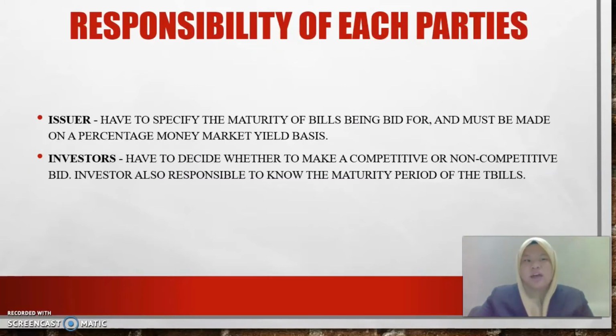So, the issuer has the responsibility to specify the maturity of the bills being bid for, and bids must be made on a percentage money market yield basis. Investors have to decide whether to make a competitive or non-competitive bid. Investors are also responsible for knowing the maturity period of the T-bills.